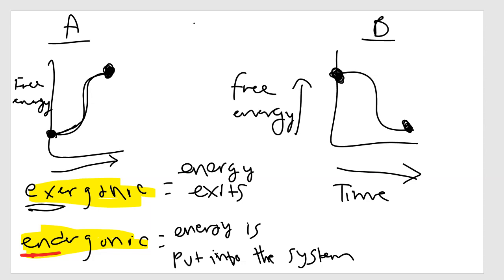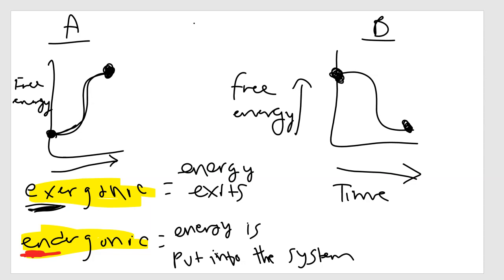So then we have two types of reactions. We have an exergonic reaction and an endergonic reaction. The easy way I like to remember it is that for exergonic reactions, you're exiting the system, so energy exits, which means that the amount that you start with is higher than what you ended with because you lost energy. Whereas with endergonic reactions, you're putting energy into the system. And if you put energy into the system, the amount of energy that you end up with is higher than what you originally started with.